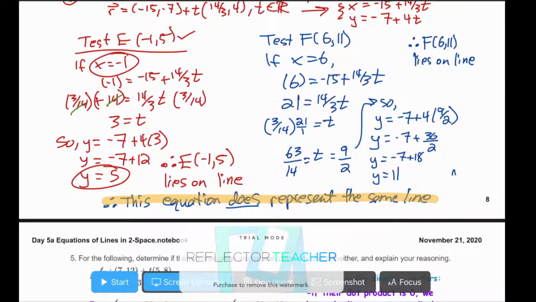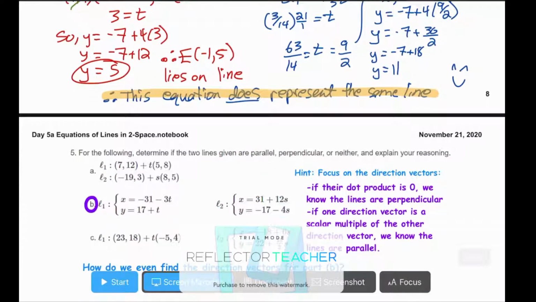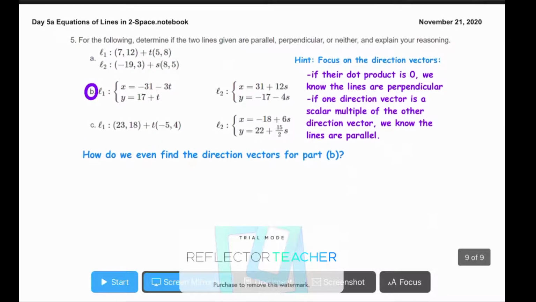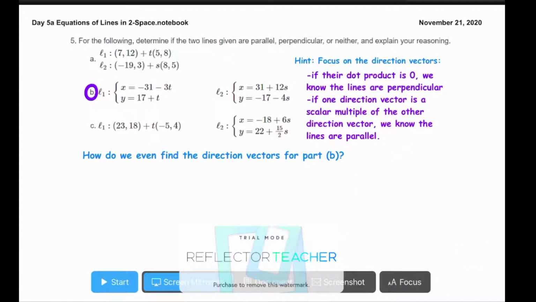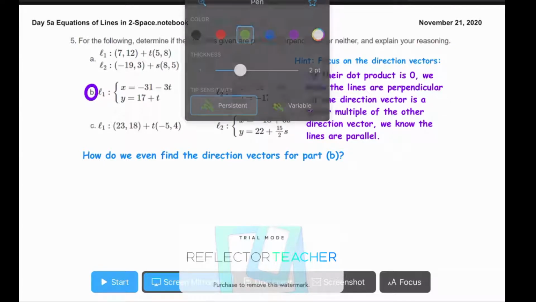All right, looking good. We're applying our new skills in new and interesting ways and solving interesting problems together. Finally, we're going to determine if two given lines are parallel, perpendicular, or neither. And let's talk about that for a moment, make sure we're clear on our definitions of those words.